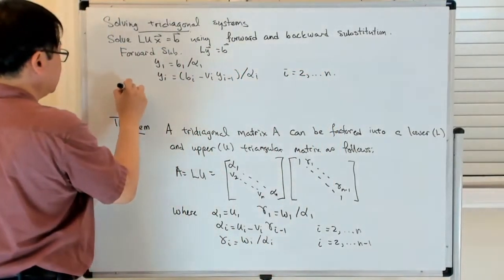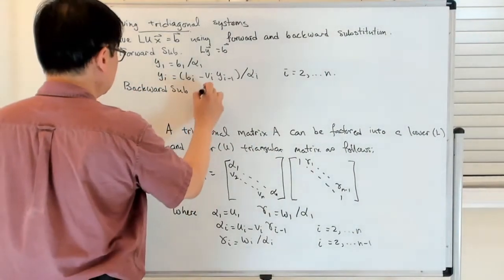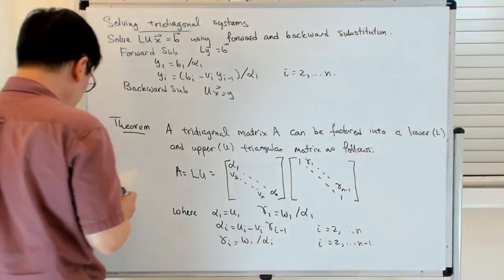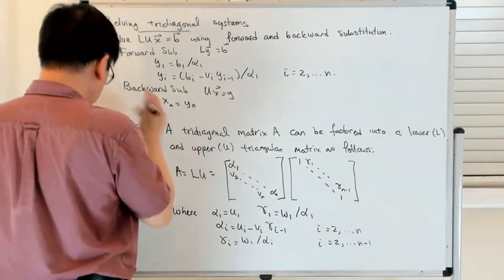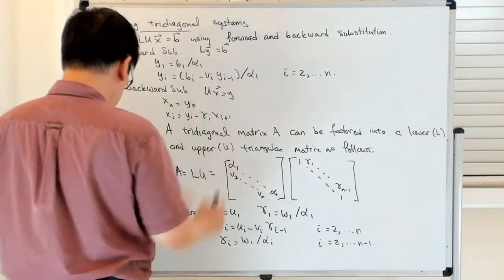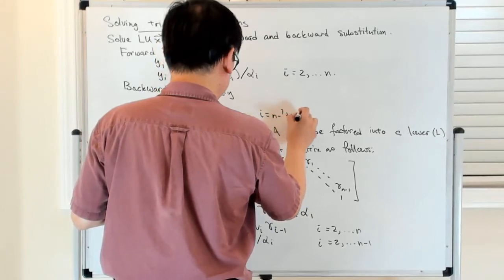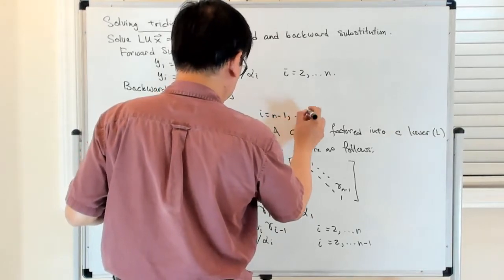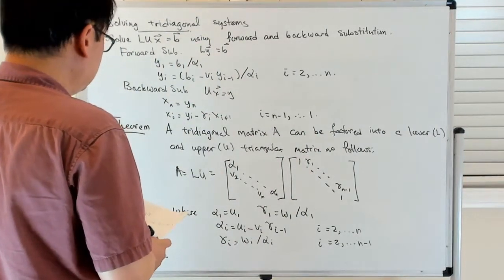And then the backward substitution is Ux is equal to y. And here xn is equal to yn, right? So it's backwards. And then xi equals yi minus gamma i x(i+1). And this is for i equals n minus 1 all the way down to 1. Okay? All right.